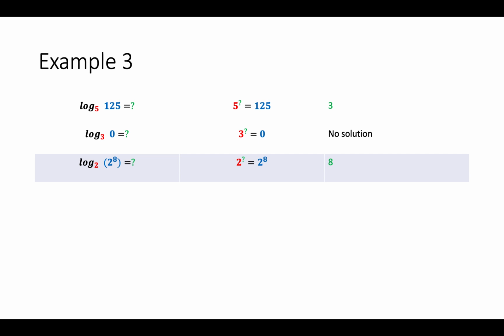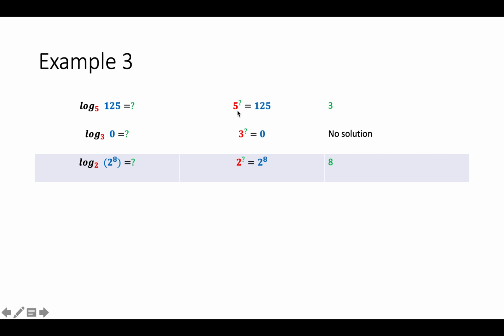Example number 3. Let's take a look at some of the properties of logarithms. Log base 5 of 125. Do you still remember I said the base has to be a subscript to the log? I'm going to remind you as much as I can, but you have to remind yourself, okay? Log base 5 of 125 equals what number?